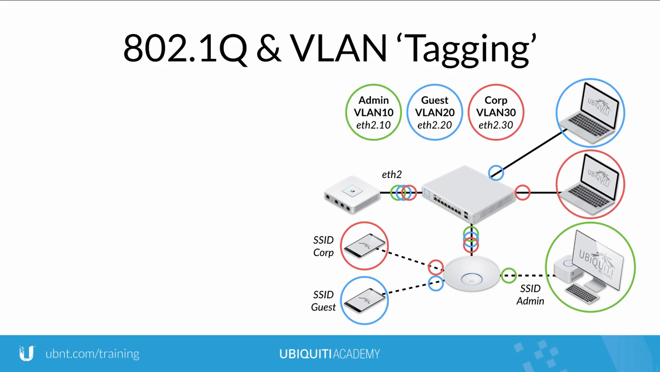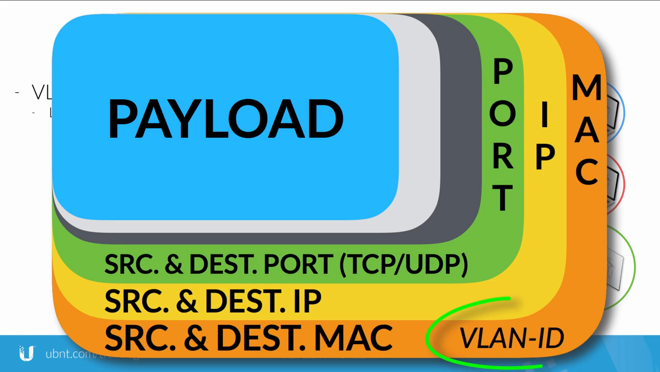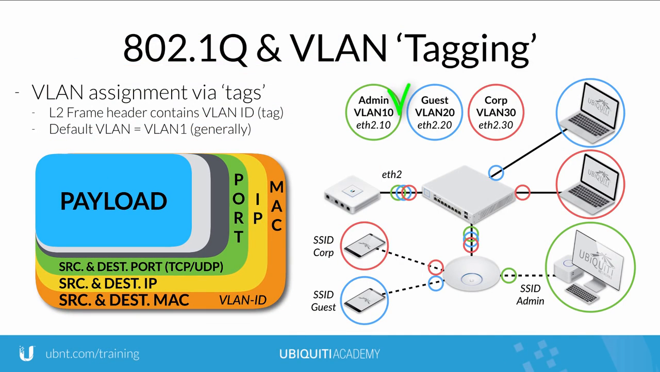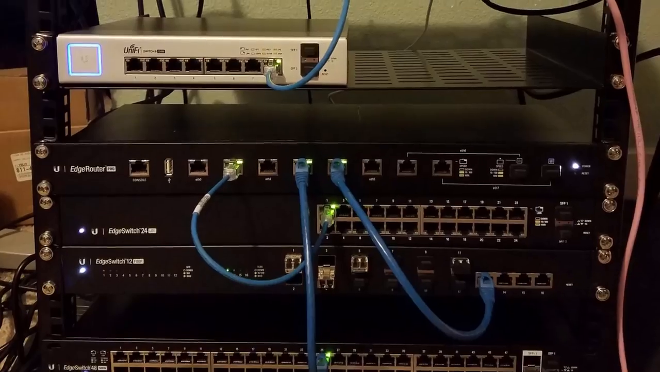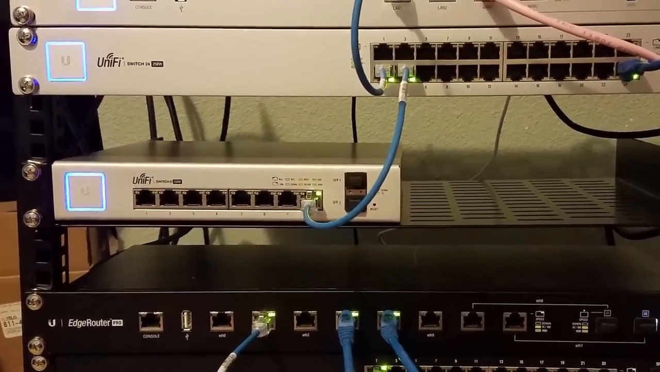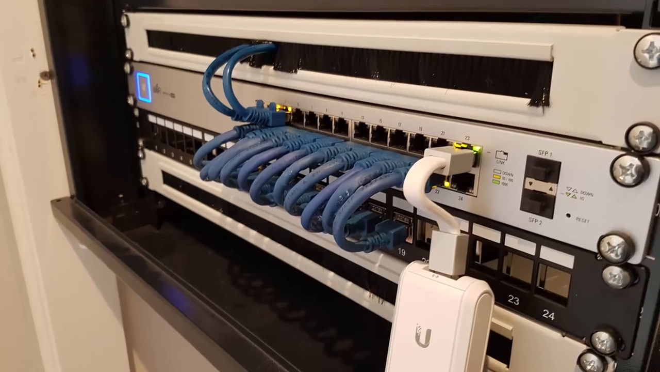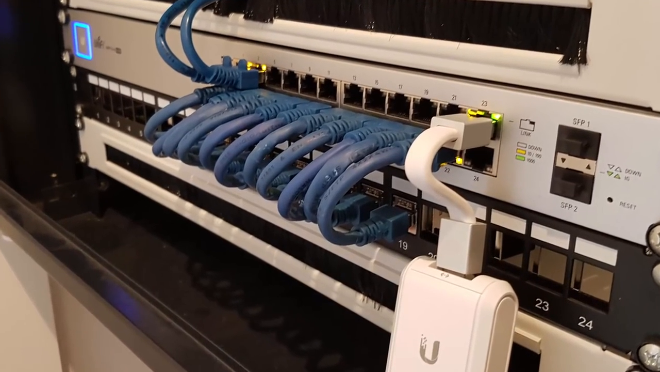According to 802.1Q, the industry standard for virtual LANs, network traffic receives VLAN assignment through tagging. More specifically, the header of a Layer 2 frame receives a specific tag, or VLAN ID, representing the VLAN to which the tagged traffic belongs. In general, most vendors, including Ubiquiti, use VLAN 1 as the default VLAN, so network devices and protocols work out of the box.